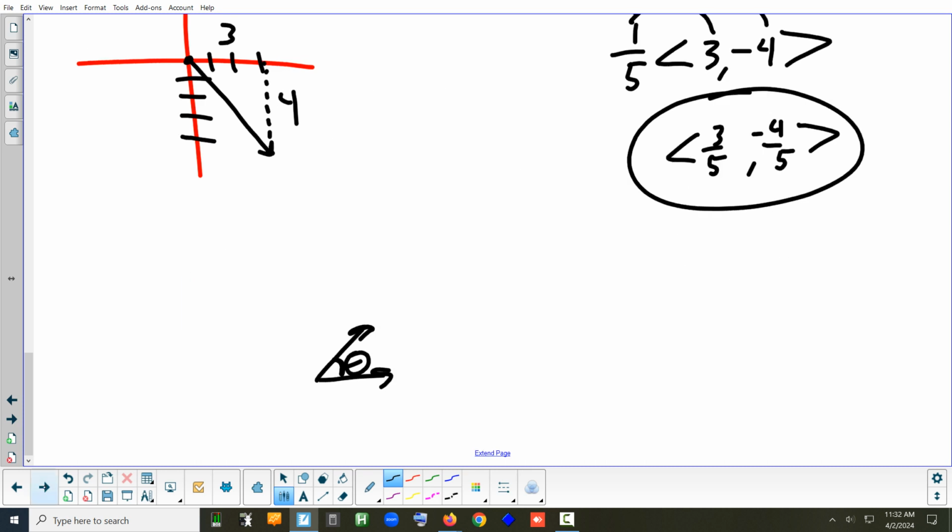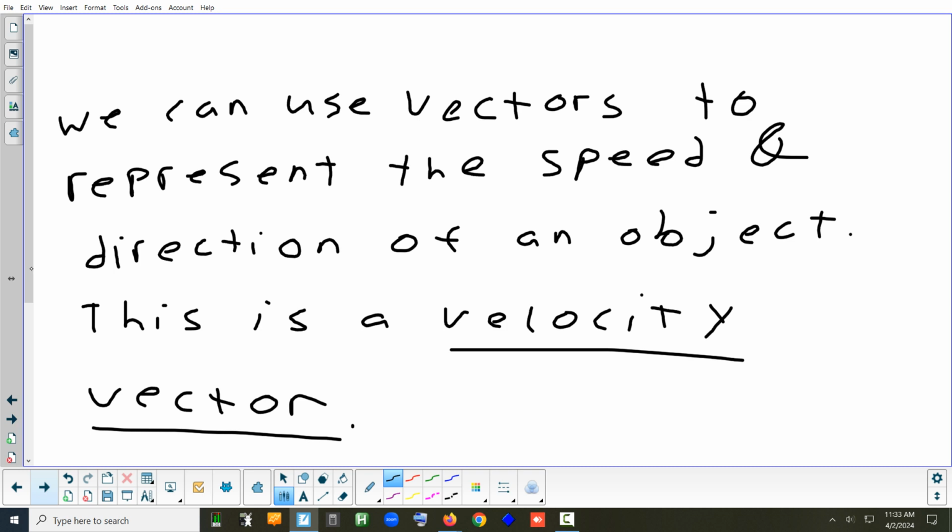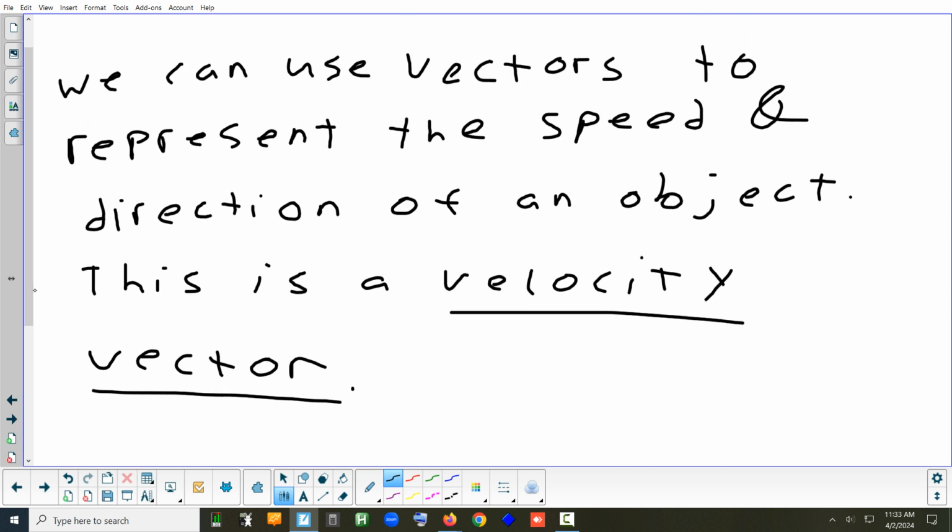The last 2 things we're going to look at are applications. We kind of talked a little bit about this one yesterday, using a vector to represent something moving. And I think I probably showed you guys the airplane website. So if you use a vector to represent something moving, that's called a velocity vector. It's describing 2 things: the direction the object is moving and the speed of the object.